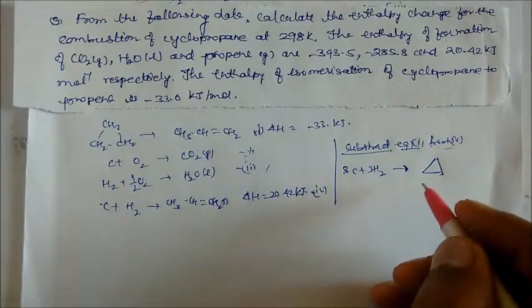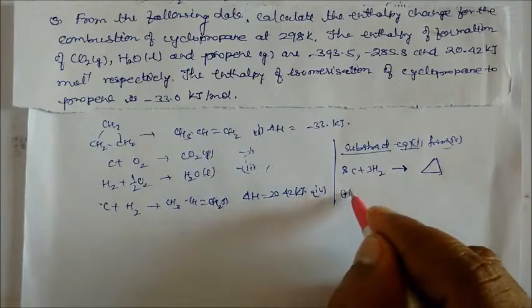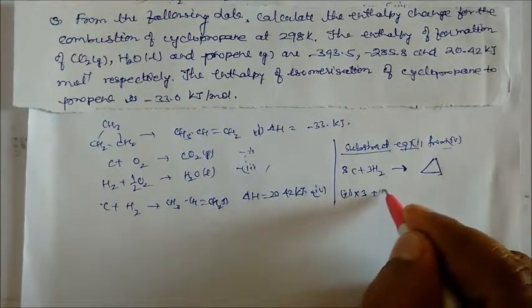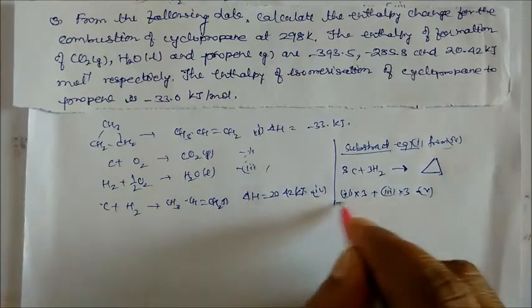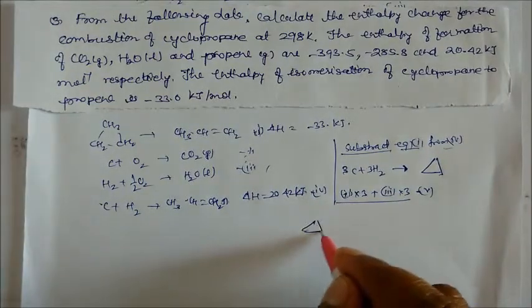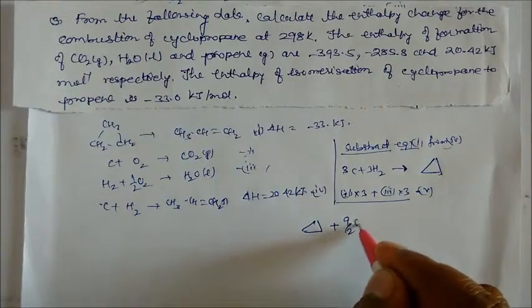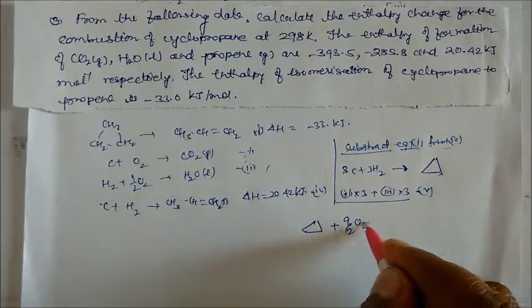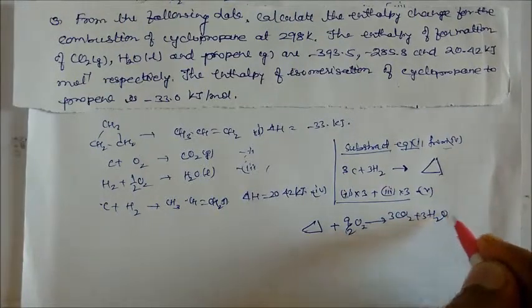So again, here we do second equation into 3 plus third equation into 3 and minus 5. If you do this, we will get the value this much. This equals cyclopropane plus 9 by 2 moles of oxygen. So it will give you 3 molecules of CO2 plus 3 molecules of water and delta H.